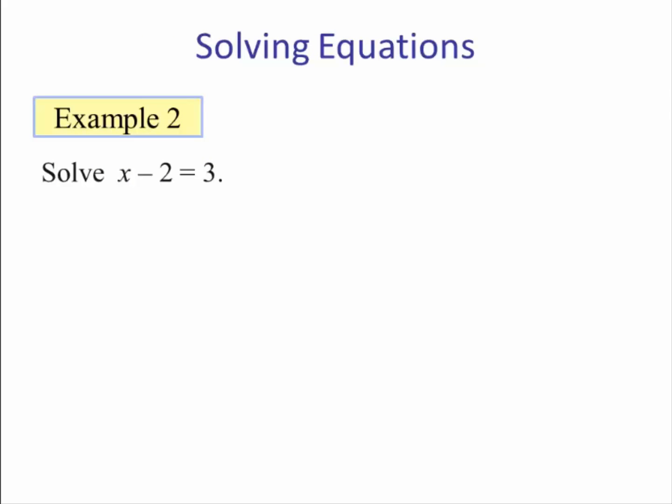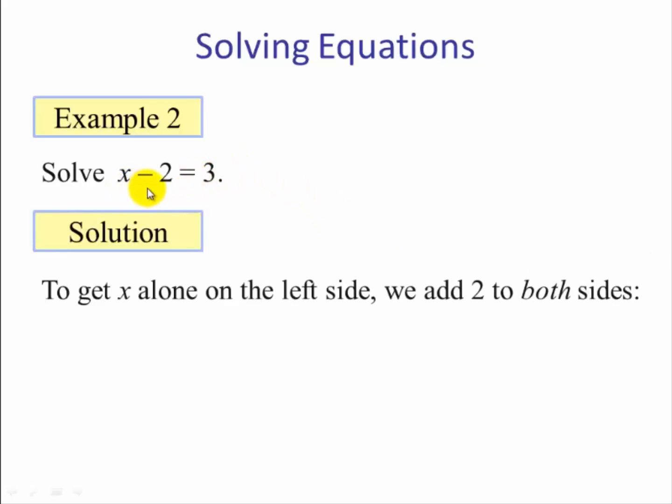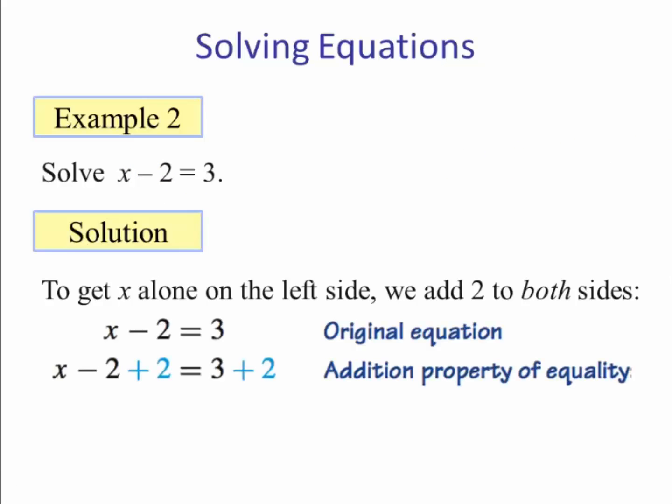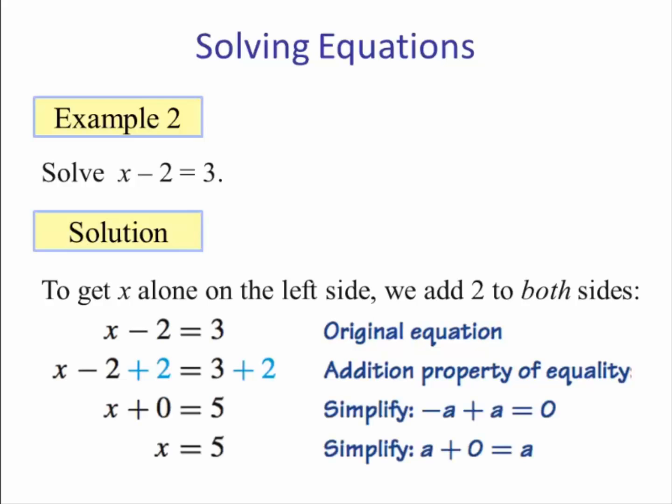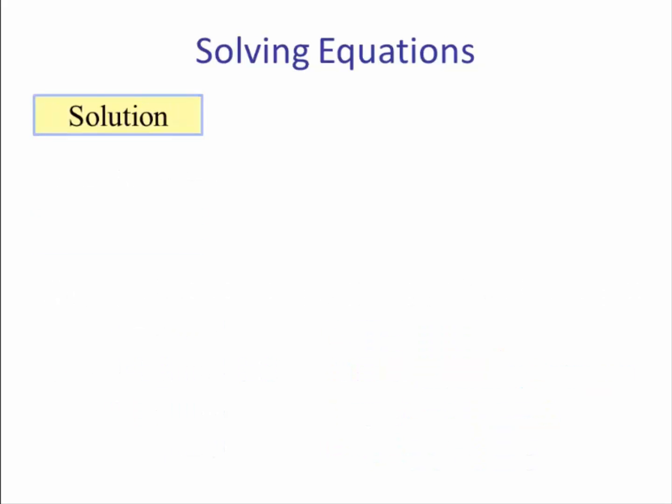Example 2, solve x minus 2 equals 3. Since x is on the left hand side of the equal sign, we need to get rid of all the numbers that are on the same side of the equal sign. So the opposite of subtracting 2 is adding 2. So we're going to add 2 to both sides of the equation, and we get x equals 5. So the solution to this equation is x equals 5.